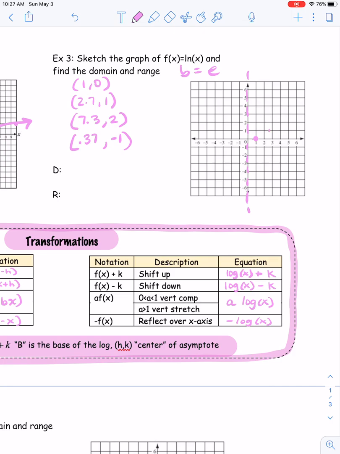2.7, 1 would be somewhere here. 7.3 is going to be a little bit off that graph. 2 would be there. And then 0.37, -1 would be somewhere there. And so we get that shape of that logarithmic graph. Domain, 0 to infinity, range negative infinity to infinity. Okay, so really not that bad. If you know how to graph your exponential, all you have to do is switch those coordinate locations around, and now you got your logarithmic. So instead of the horizontal asymptote for exponential, you got the vertical asymptote for logarithmic.